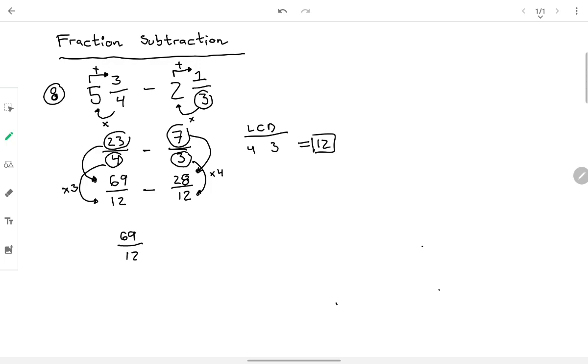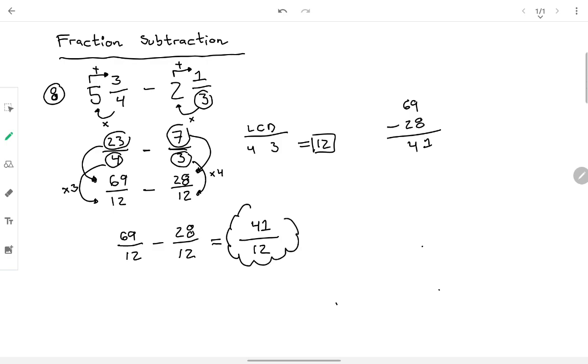So let's see. 69 over 12 minus 28 over 12. So we need to subtract this one. 69 minus 28. Remember, our bigger number in this case is positive, so our final answer will be positive. We need to subtract this part. We will get 41 over 12. Then we need to see if the fraction is simplifiable. In this case, it's not a simplifiable fraction, so this is going to be our final answer.